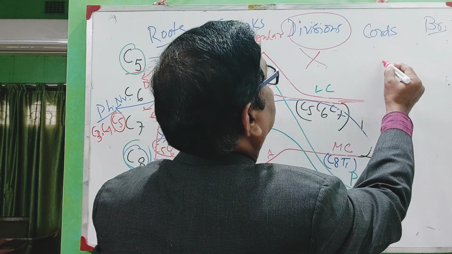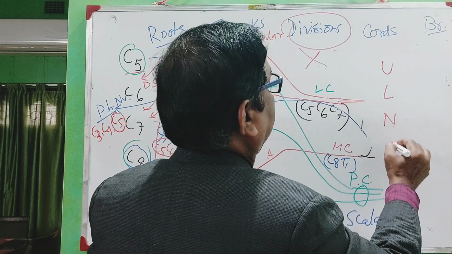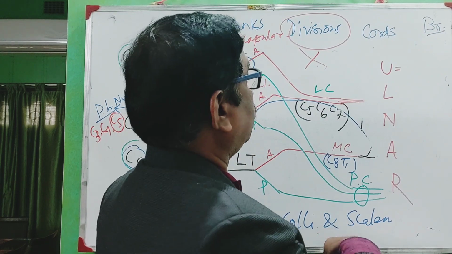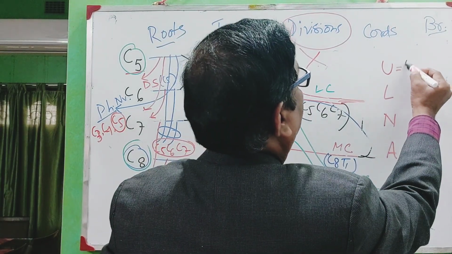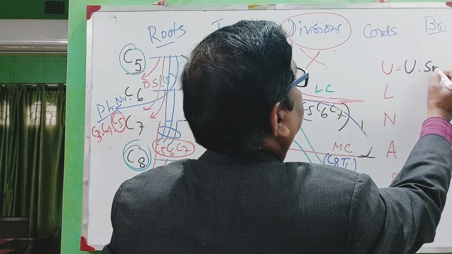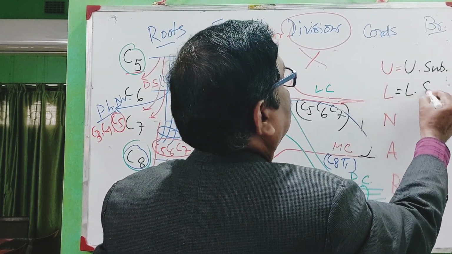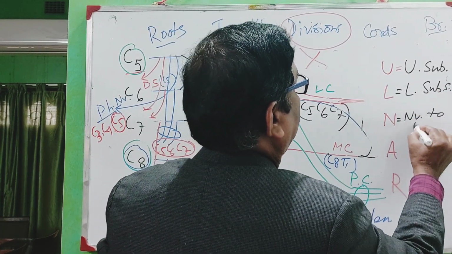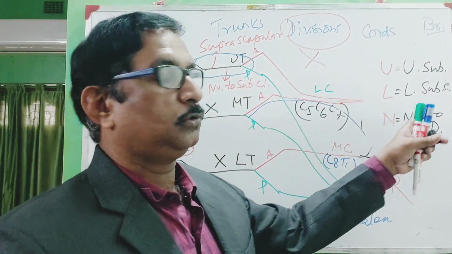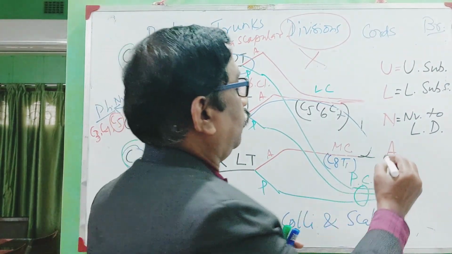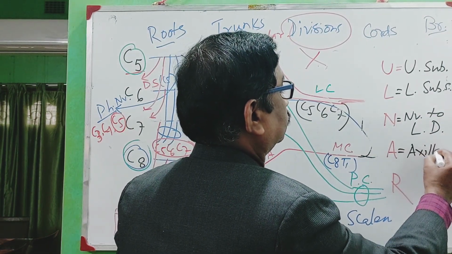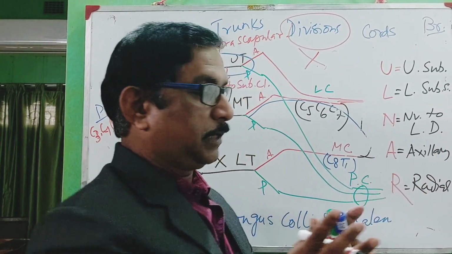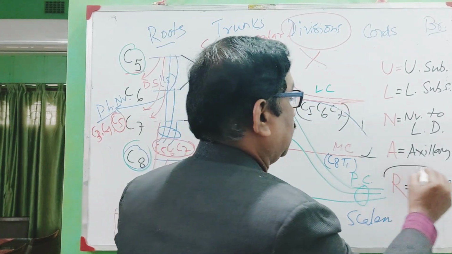You write ULNAR, U L N A R. U for upper subscapular, L for lower subscapular, N for nerve to latissimus dorsi, also called the thoracodorsal nerve, A for axillary nerve, and R for radial nerve. So radial and axillary are the terminal branches of the posterior cord, of which the radial nerve is the largest.